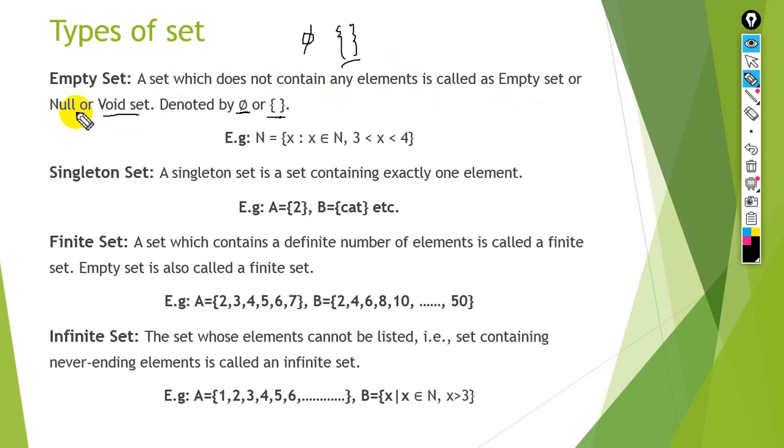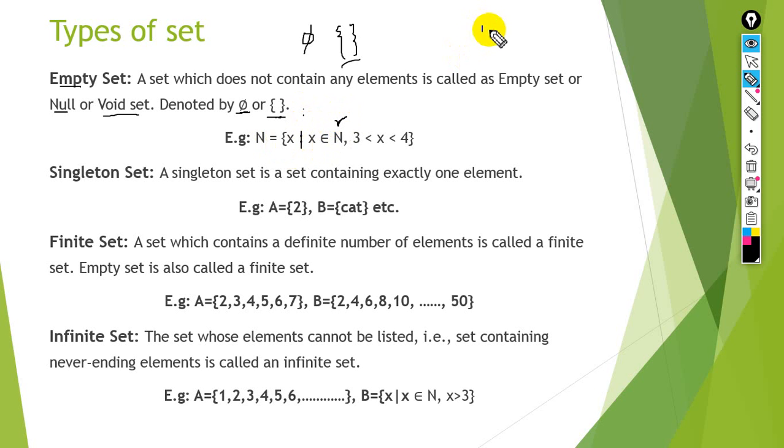The null set and the empty set are the same thing. Here we have an example. It is denoted by phi or this. For example, x such that x belongs to N. We can also represent it using two dots. N means natural numbers, so x belongs to the natural numbers.